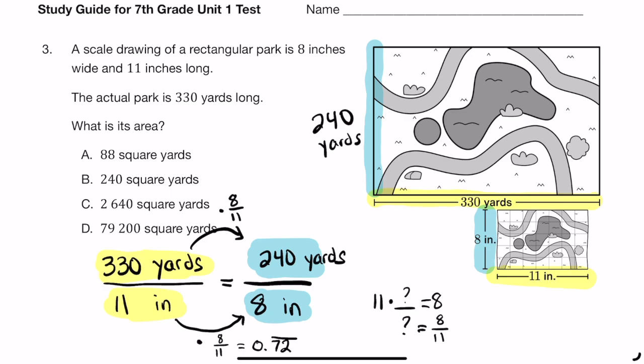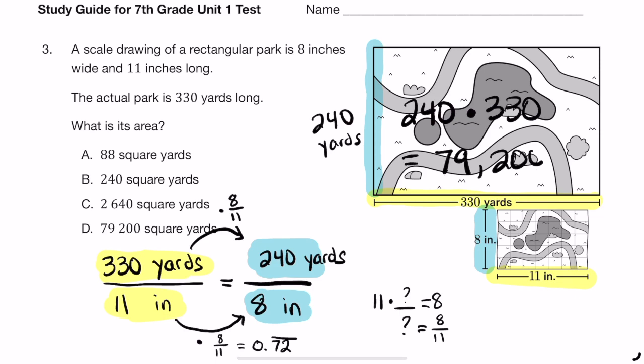And we are asked to find the area of the actual park. So to find the area of a rectangle, we know we just need to multiply 240 times 330. And when we do that, we're going to get 79,200 square yards. Okay, so the answer is D.